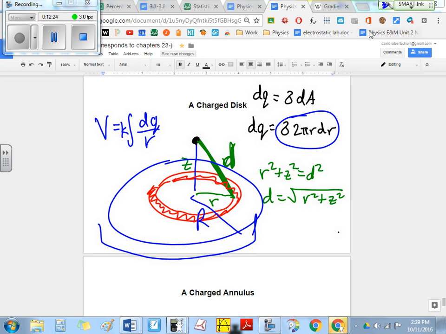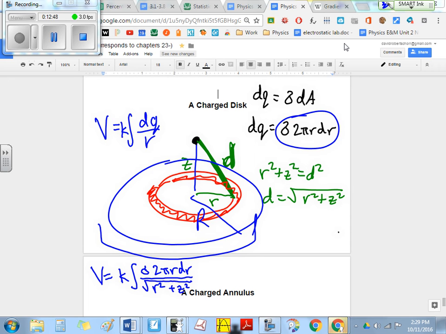Kind of overwhelming, guys. I'm sorry. Trying to keep it simple. But okay, back to the integral now. Our integral should look like this. V equals k integral sigma 2 pi r dr all over square root of r squared plus z squared.